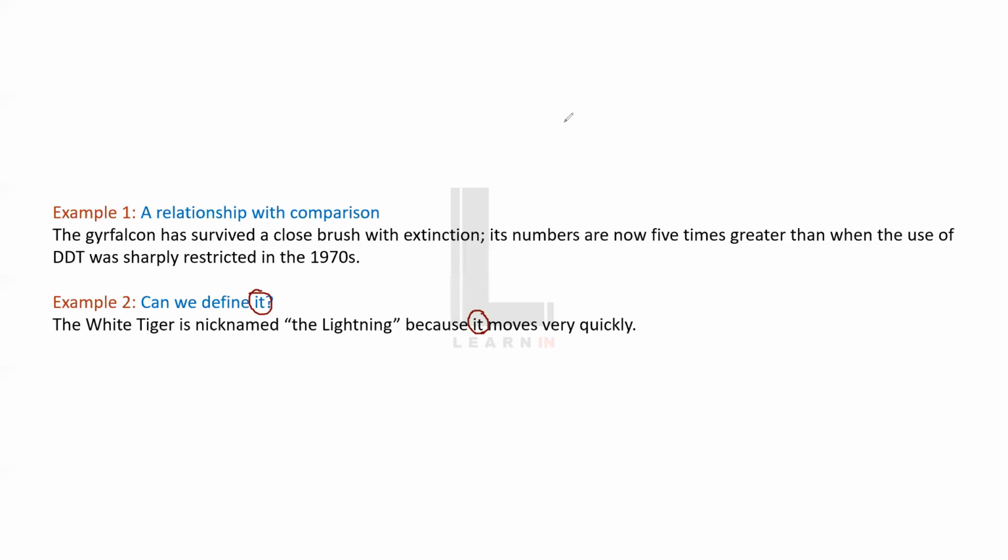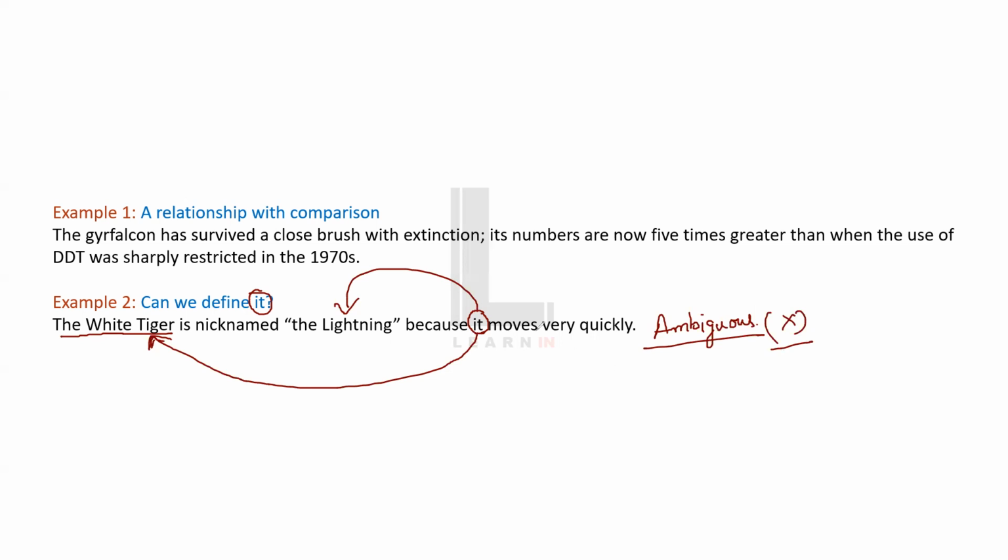Okay, lightning, white tiger. It should come for the white tiger. It might also come for the lightning, right? So whenever the antecedent is ambiguous, we do not use it. We have to make it correct. Moreover, let us look at one more kind of example.